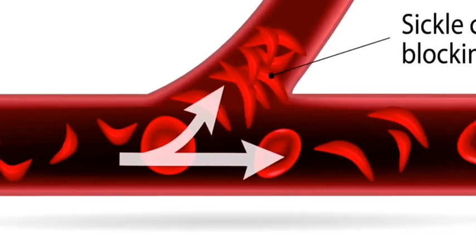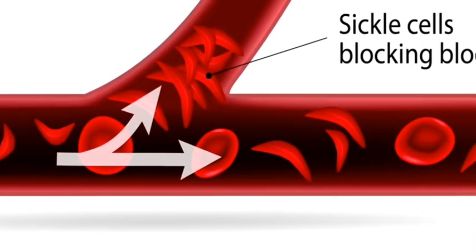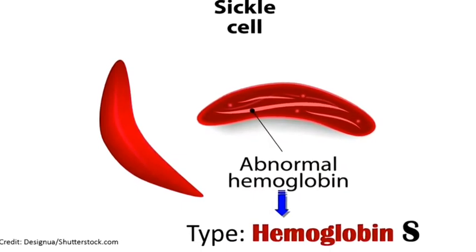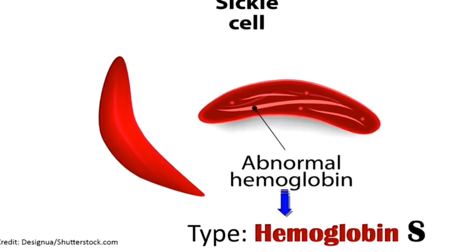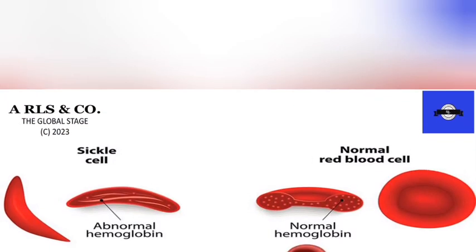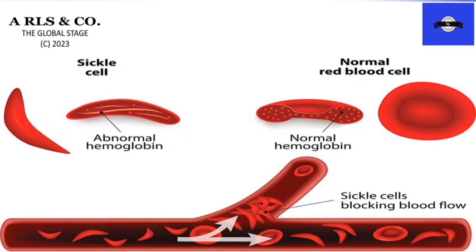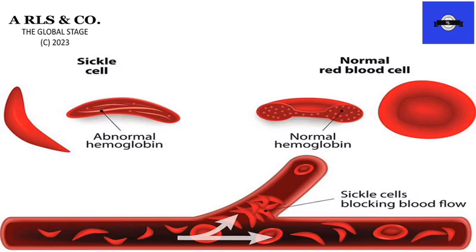People with sickle cell anemia inherit each mutated gene from the parents. The result is that all children born from them will have the disease. Also, people with sickle cell anemia have hemoglobin S, which causes the red blood cells to be stiff and stick to the walls of the blood vessels, causing circulation problems.